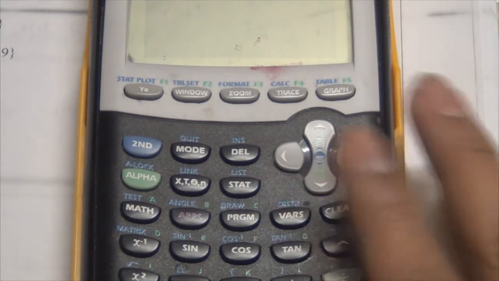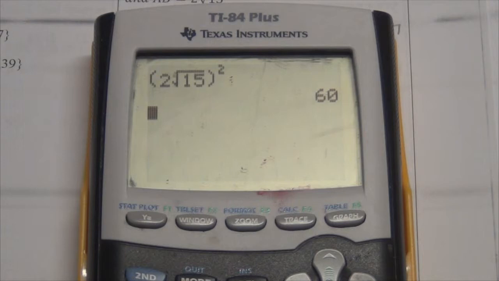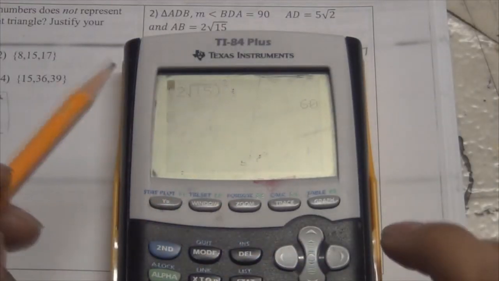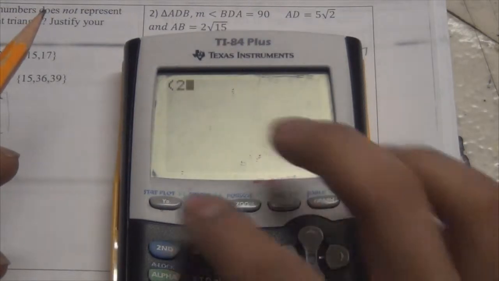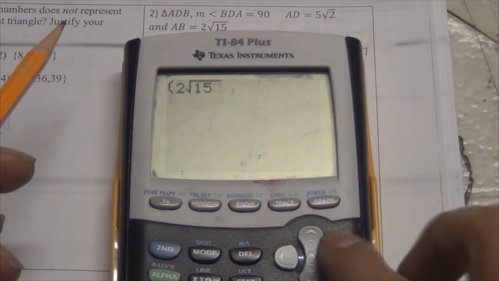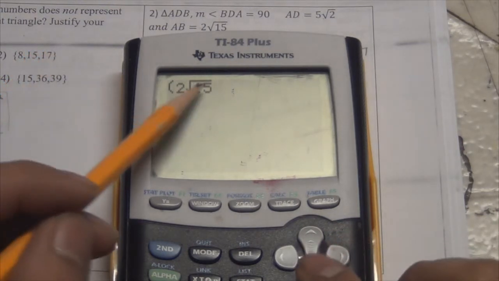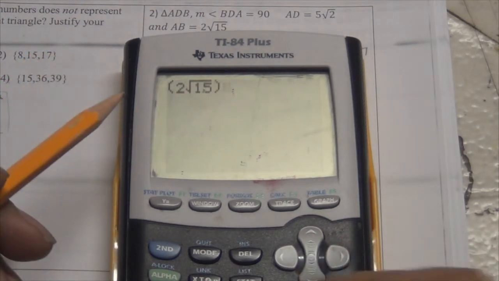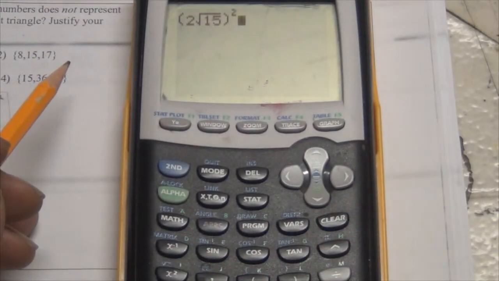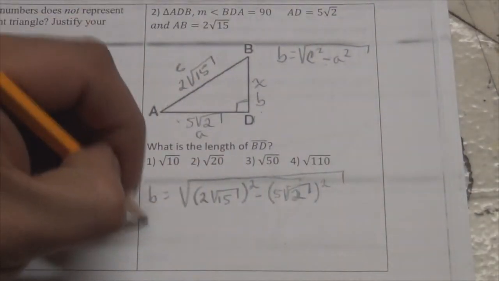That is 60. Oh my God, I didn't do it right. After the radical sign, you have to move over. Let me make this smaller so you can actually see. You move over. Let me do it again. 2 radical 15. Move over. So you see, it stops expanding. Close parentheses, and then raise it to the second power right here. And then you get 60. Nice.